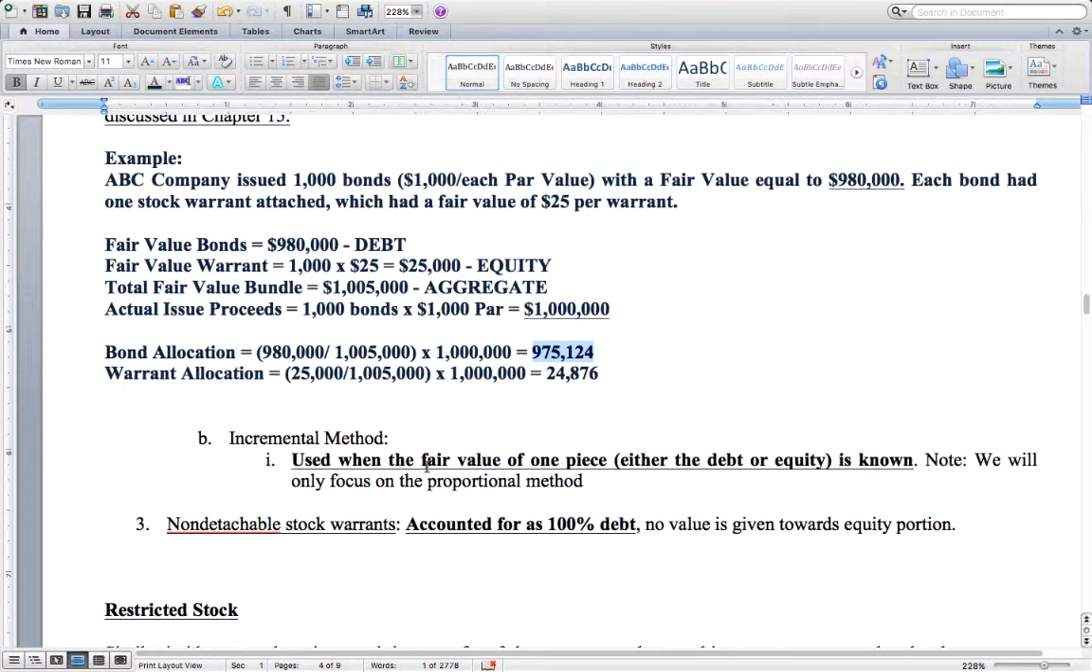Similar to chapter 15, the incremental method is used when the fair value of only one of the pieces is known, either the debt or the equity. But for this course, this class specifically, we will focus only on the proportional method, but that is just consistent with chapter 15, in which you would know one piece but not the other.